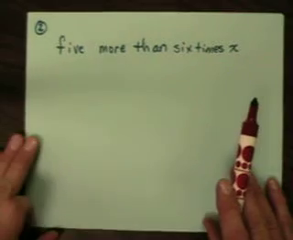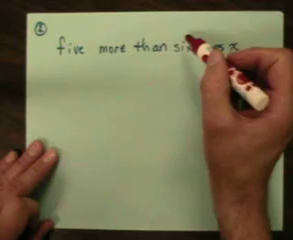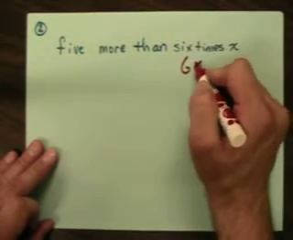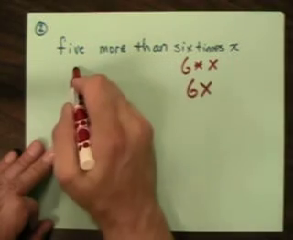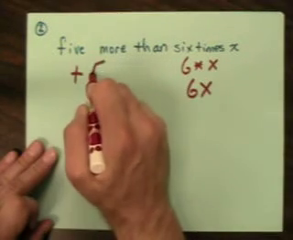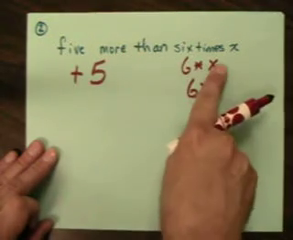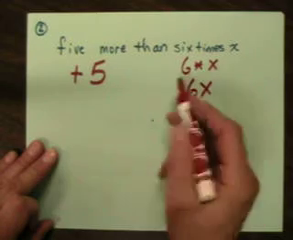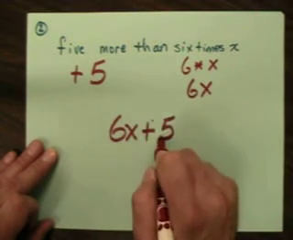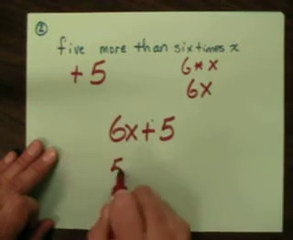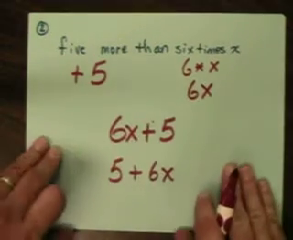Okay, first one said 5 more than 6 times x. A shortcut for writing 6 times x is just to write it as 6x. 5 more usually implies that I'm adding 5 to something. What am I adding the 5 to? 5 more than 6 times x. So I'm going to basically take the 6x and get 5 more, add 5 to it. If you wrote this as 5 plus 6x, that would also be right. Okay.